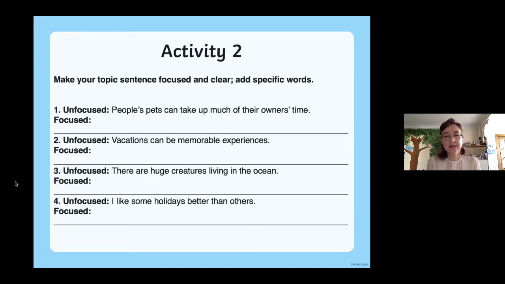Now here is an activity for you, a 2-minute activity. Try to make your topic sentence focused and clear, use specific words. Of course, if you wrote your paragraph. But if you fail to write a paragraph, no problem. I have got here 4 sentences for you, 4 exercises. Look at these sentences, broad statements, and try to make them focused. 2 minutes. You can do them orally as well. You don't have to write them down if you don't feel like it. That's perfectly okay.